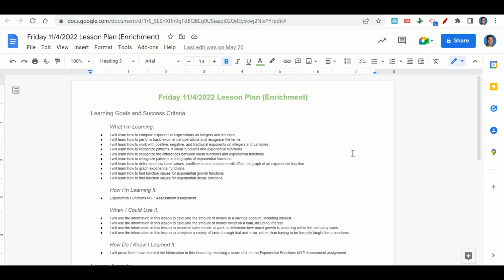How do we know we learned it? By getting a score of 4 on the Exponential Functions MYP assessment assignment.